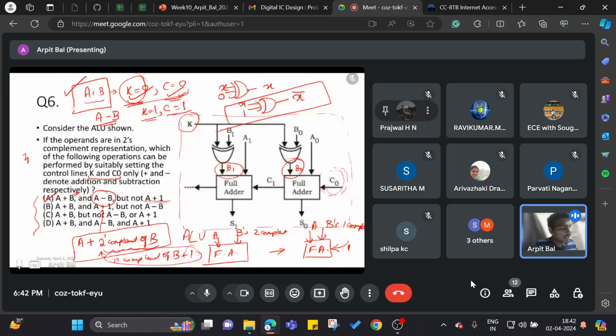And A plus 1 can also be implemented because we have already proved that A plus B can be implemented, but A plus 1 can be implemented only if B is having the value of 1. So it won't be true for all cases of B, and because of this reason we are selecting option 1.